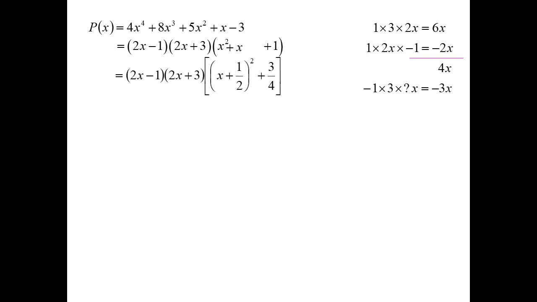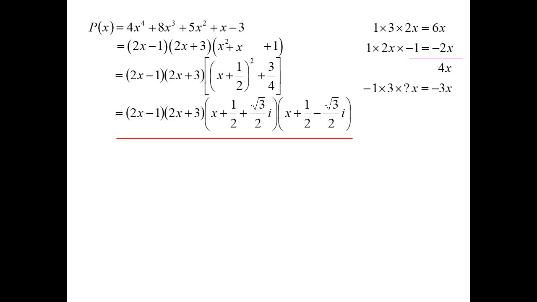X squared plus x plus 1. I'll complete the square on that. X plus a half squared plus 3/4. It's very tempting to multiply everything by 4, if you like, to get rid of those fractions. And if it was an equation, I could do that. But it's not an equation, so I can't do that. Because if all of a sudden I was to make that 2x plus 1 plus root 3i, and similar in the fourth one, when I expand out, I would no longer get 4x to the power of 4.